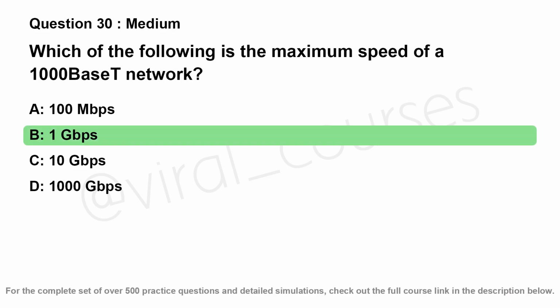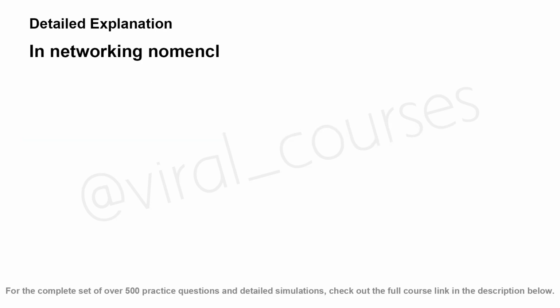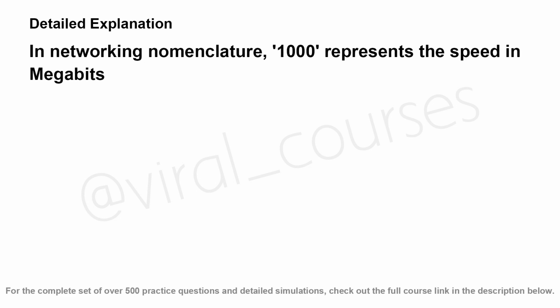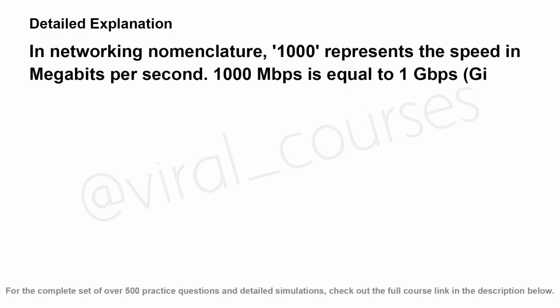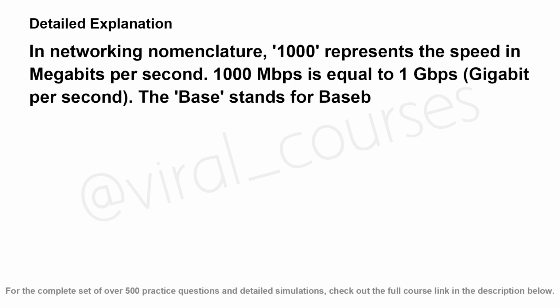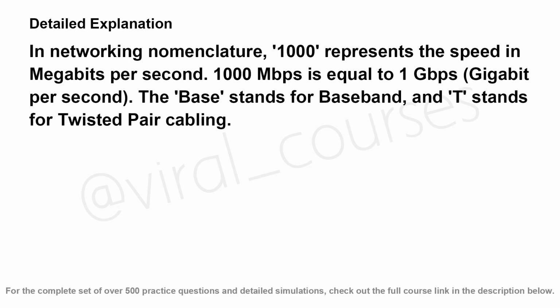The correct answer is B. In networking nomenclature, 1000 represents the speed in megabits per second. 1000 megabits per second is equal to 1 gigabit per second. The BASE stands for baseband, and T stands for twisted pair cabling.